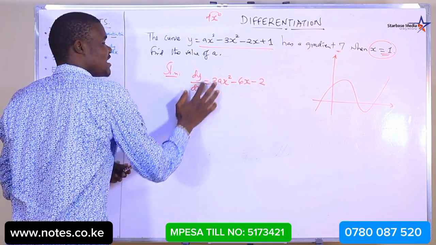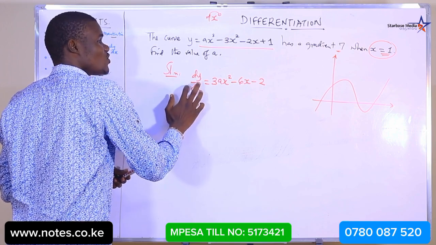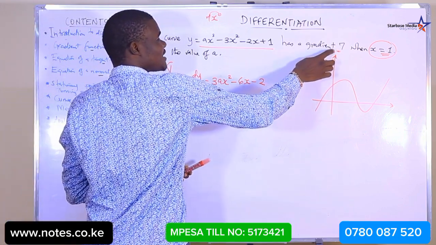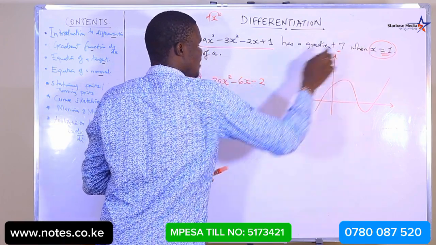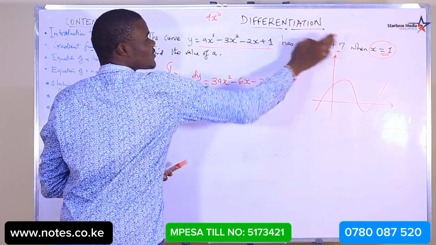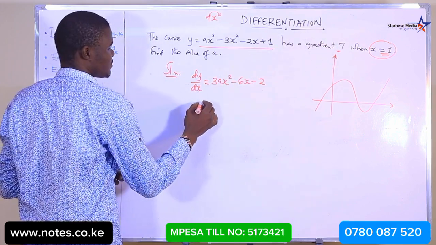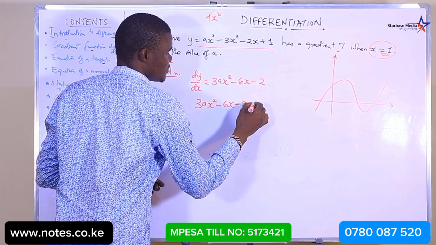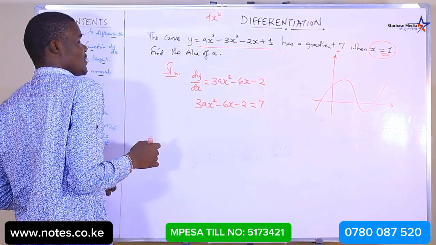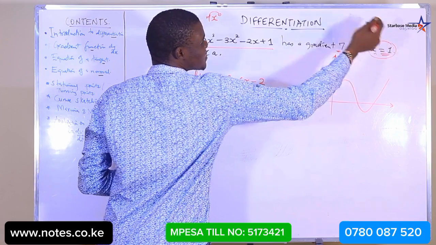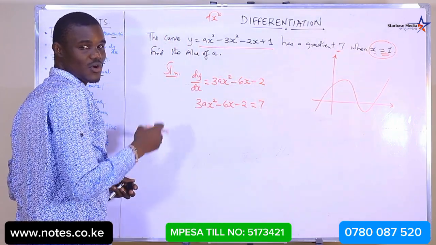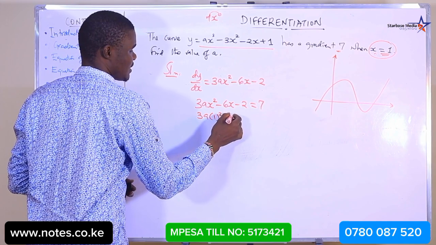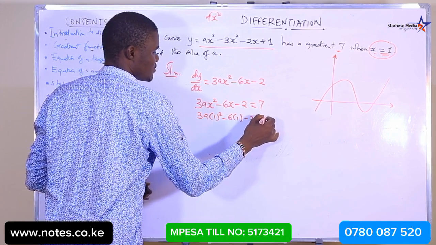So this one is called a differential or a gradient function, because it is the one that gives us the gradient, and you are already given the gradient at a point x is equals to 1. So we are going to equate this to this. So we are going to say 3ax squared minus 6x minus 2 is equals to 7. But then already we are given x as 1. So anywhere you see x, you put 1. So we're going to have 3a into 1 squared minus 6 into 1 minus 2 is equals to 7.